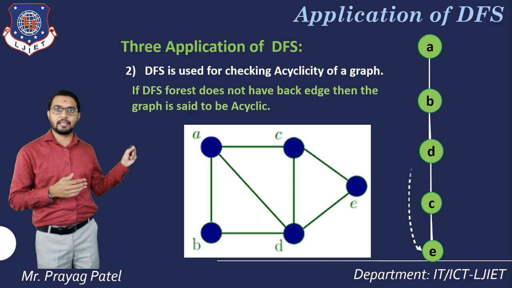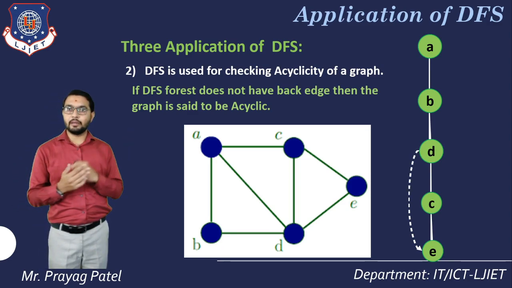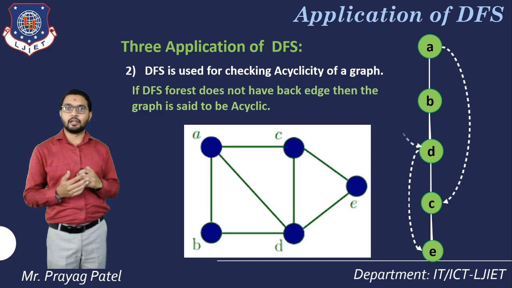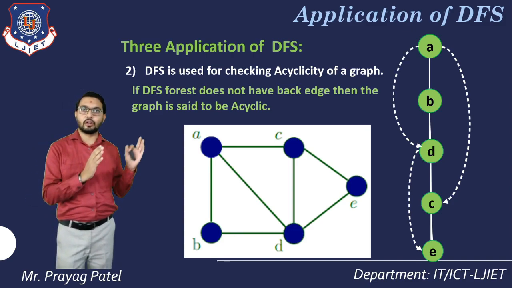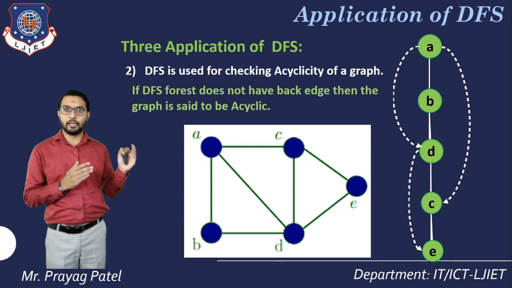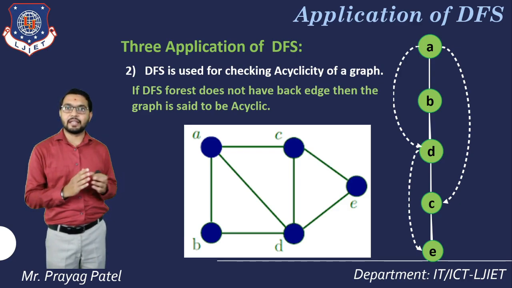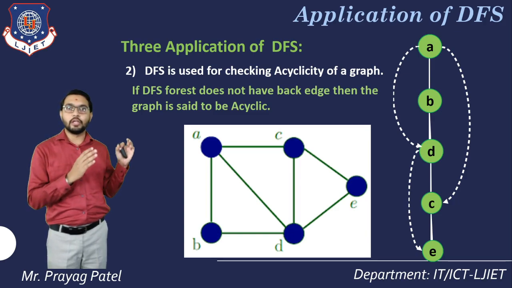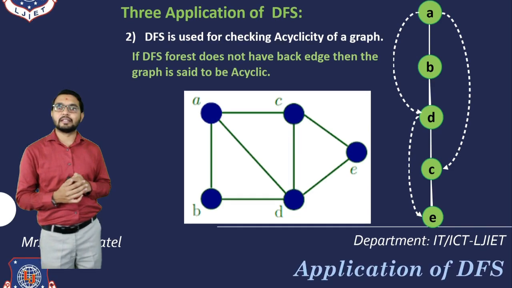Consider these back edges in this tree: first E to D, second C to A, and third D to E. These three edges are the dotted lines, considered back edges. So here some back edges are available. That means we can say that this graph is a cyclic graph. So we can check the cyclicity of a graph using this example.